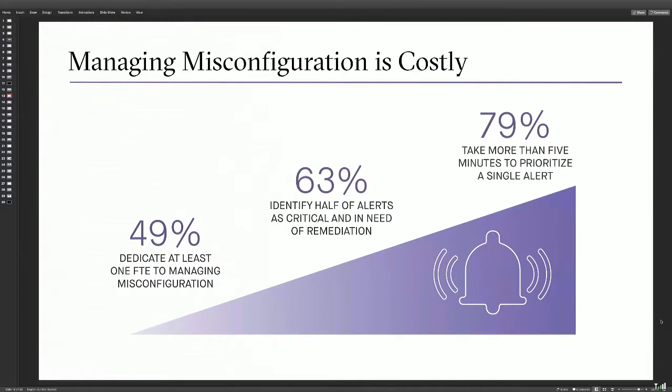It's also expensive to do this manually or semi-manually. About half of our survey respondents dedicate at least one person to managing this configuration. More than half identify half of alerts as critical and in need of remediation, and almost 80% said it takes more than 5 minutes just to prioritize a single alert. So this is slowing down your MTTR, but you're also spending money on expensive people to do this.